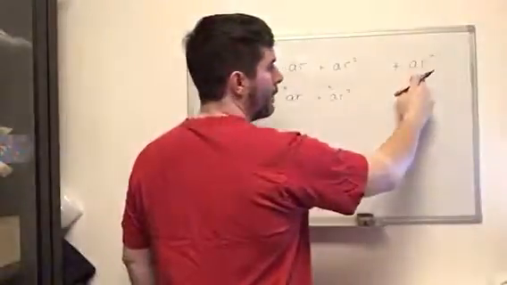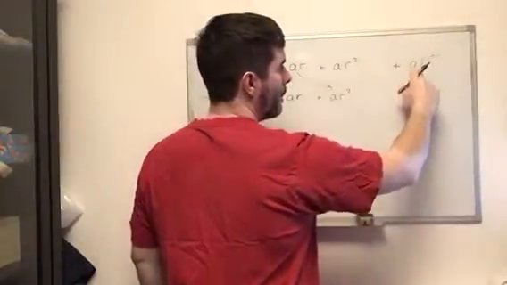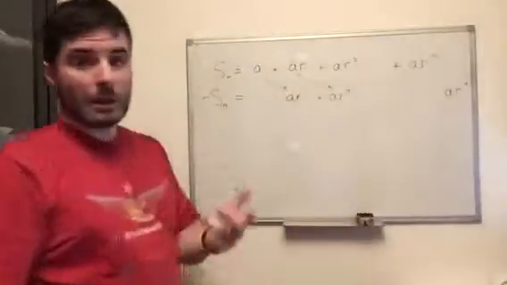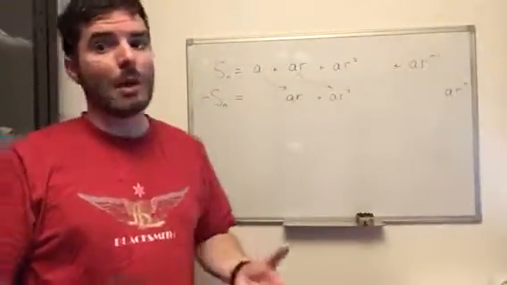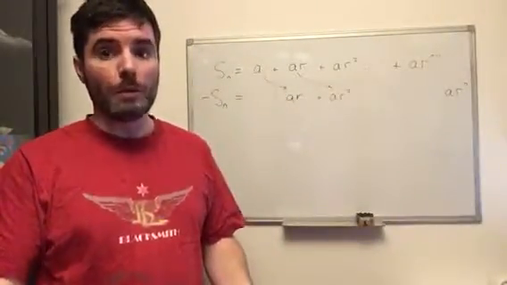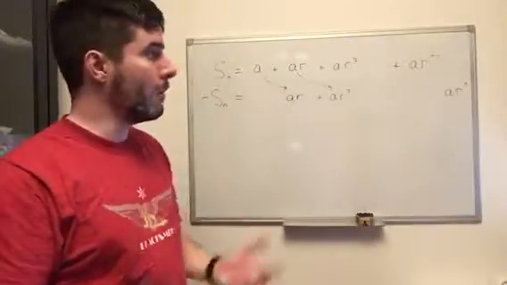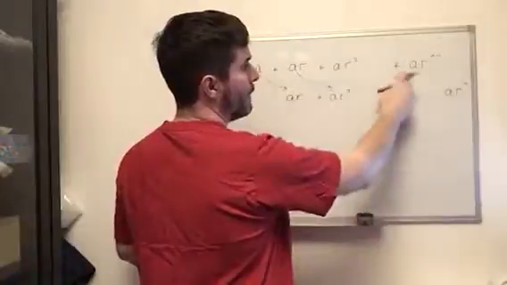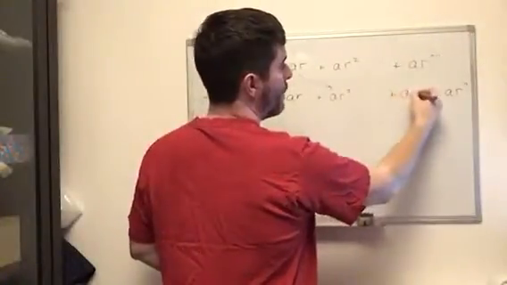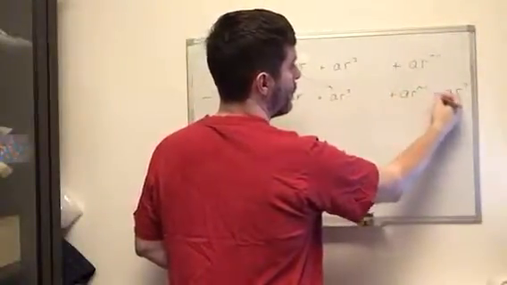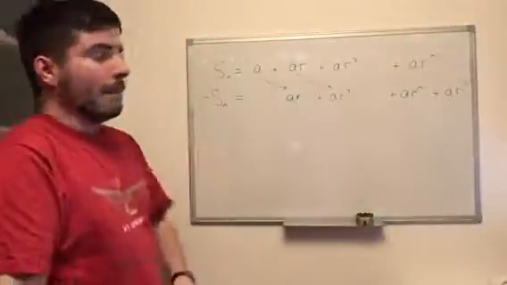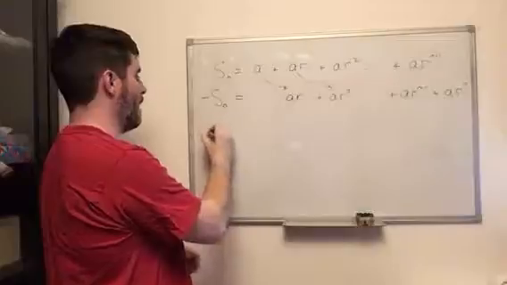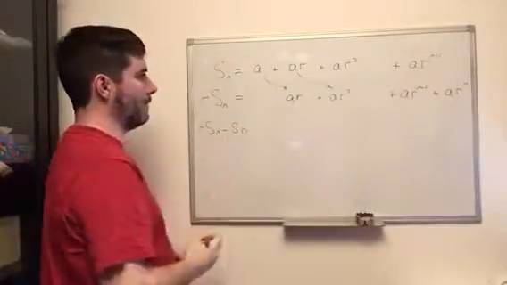This term here, if I multiply it by r, gives me ar to the n, because I'm increasing the number of r's by 1. There are n minus 1 r's. One more is n. So I've got ar to the n. However, the previous term, which would have been ar to the n minus 2, now becomes ar to the n minus 1. Now here's the clever bit, we subtract them. rSn minus Sn.